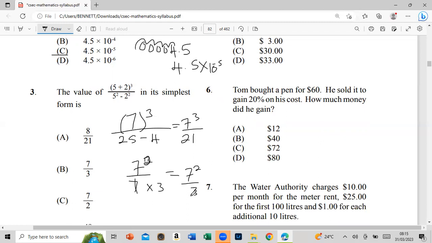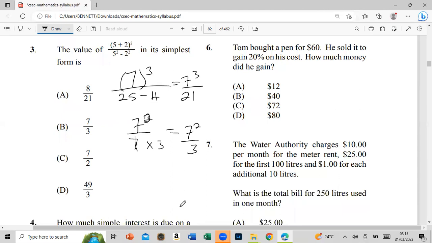Let's see if that's an option or if they worked it out. Yeah, this will be our answer. Because 7 squared is 49, I think they worked it out over 3. So D would be our answer.